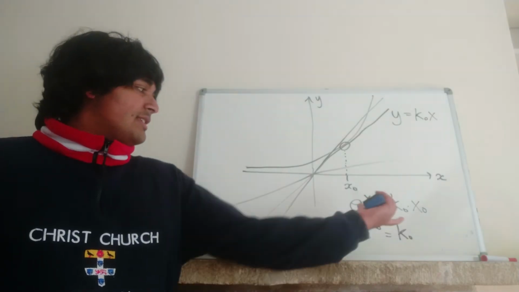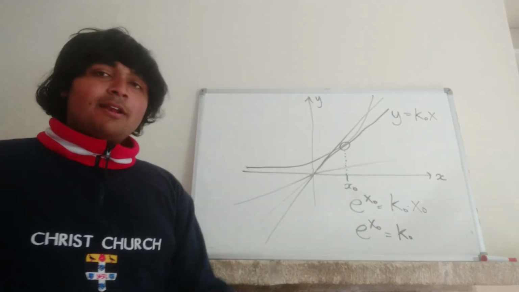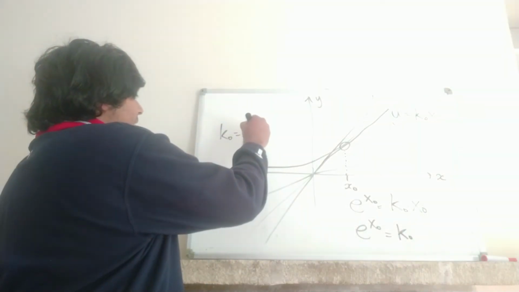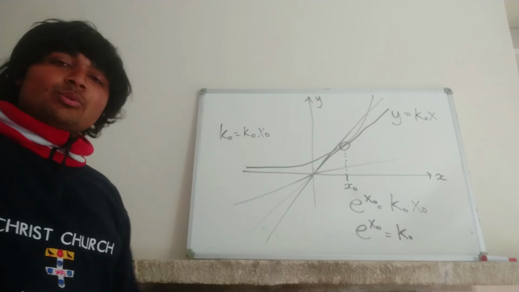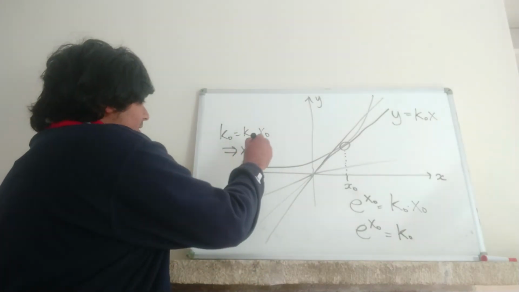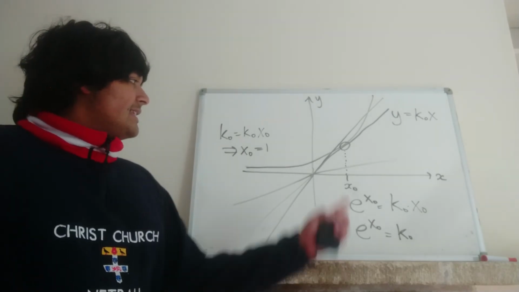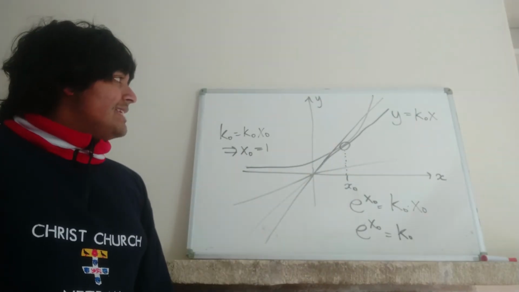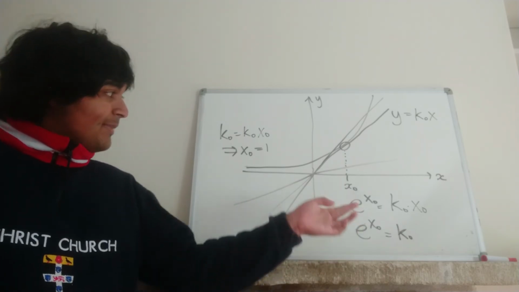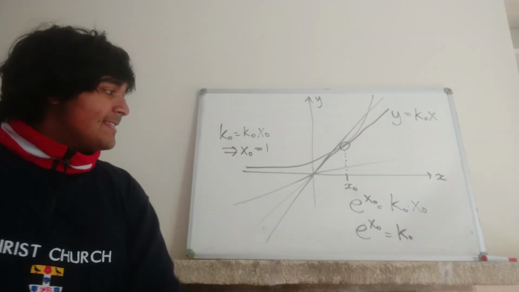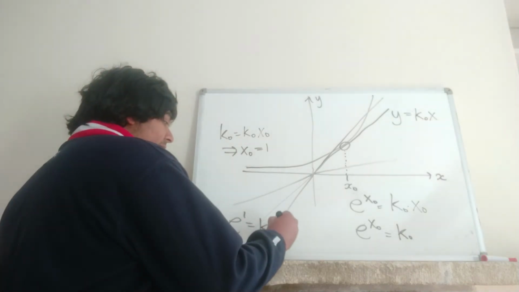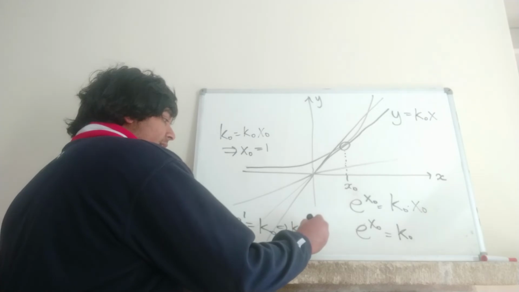Now clearly we can just use this second equation and plug it into the top one to give us that k naught is equal to k naught x naught. And of course, just dividing both sides by k naught is going to give us that x naught must equal 1. So at this point here, x naught is equal to 1. Okay, so now that we know that x naught is 1, we can just plug it into either of these equations we want. Let's plug it into this one here, and then we're just going to get that e to the 1 is equal to k naught, and that of course just tells us that k naught is equal to e.